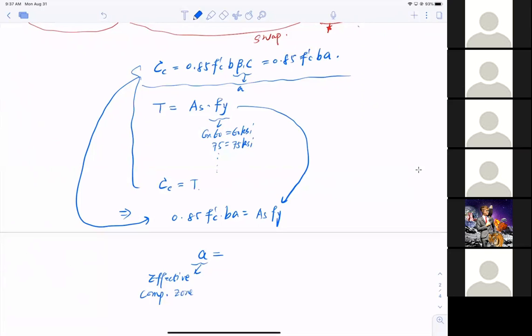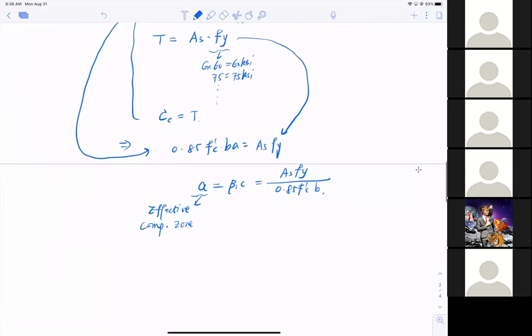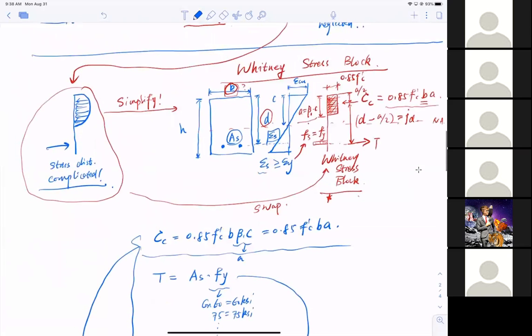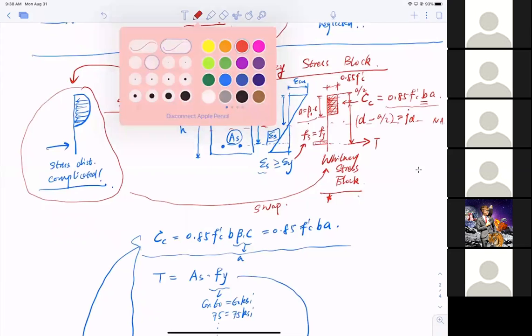Effective compressive zone from this equation here, which equals beta 1 C. Beta 1 is the reduction factor we can talk about, equal to As Fy divided by 0.85 f'c b. And don't forget the actual compressive zone C equals a divided by beta 1. And you realize that beta 1 was introduced here earlier by Whitney.